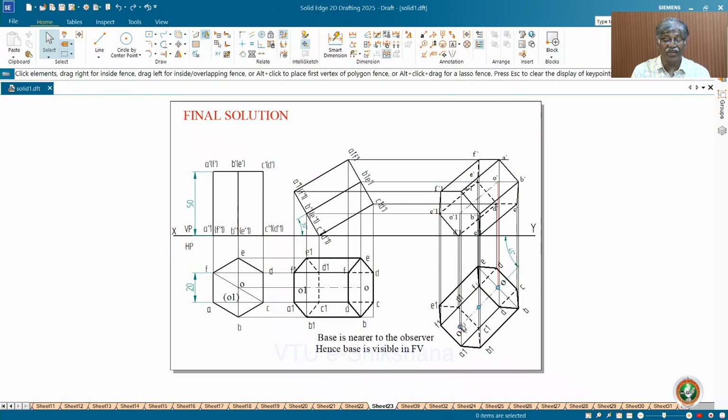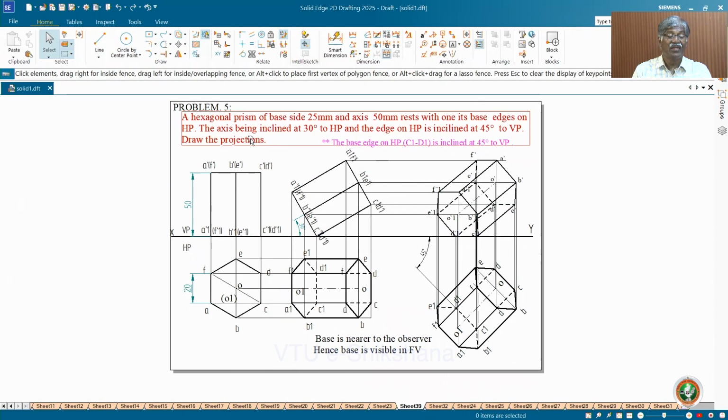The same problem I can convert the solution into a different problem. The base edge on HP, yes, C1D1 on HP, that is inclined at 45 degree to VP. We can take advantage because of the value. This is 45, this line and this line are perpendicular. Definitely this is apparent length, this is true length. So I can say if I dimension this C1D1, I can write a different question. See, I have written the axis being inclined 30 degree to HP and the edge on HP is inclined at 45 degree to VP. Same answer.